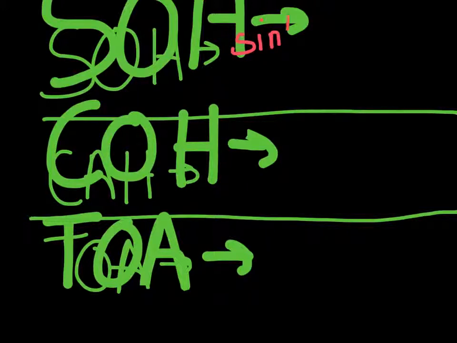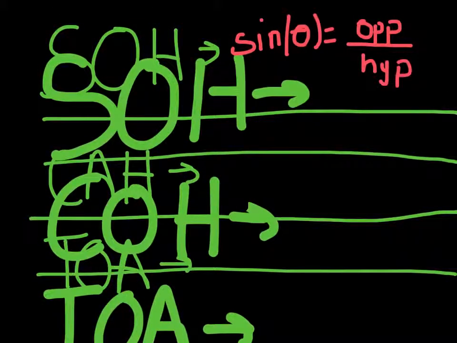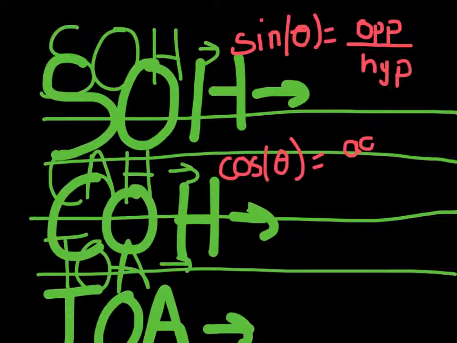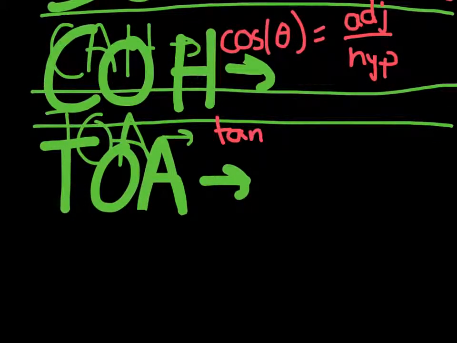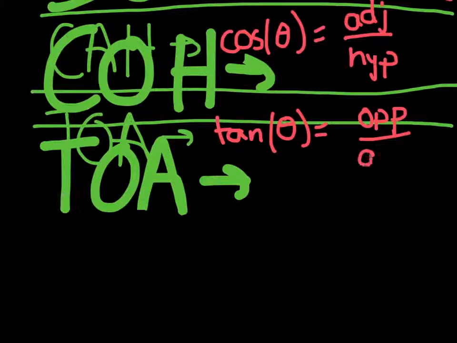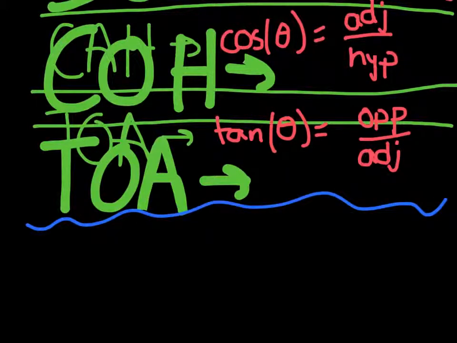So the SOH part means the sine of the angle is equal to the opposite over the hypotenuse. The CAH part means the cosine of the angle is equal to the adjacent over the hypotenuse. And the TOA part means the tangent of the angle is equal to the opposite over the adjacent. Please remember this. It will be very useful.